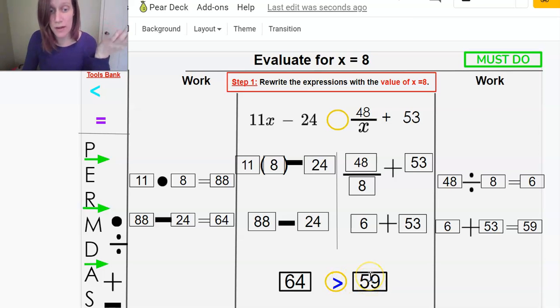You're going to do the same thing now on your own. Make sure that you pay attention to what your value is of your variable, that you rewrite the problem using the value of the variable, and that you use order of operations to simplify and evaluate one side of the inequality, then the other side, and then put the symbol in the middle, reading from left to right.